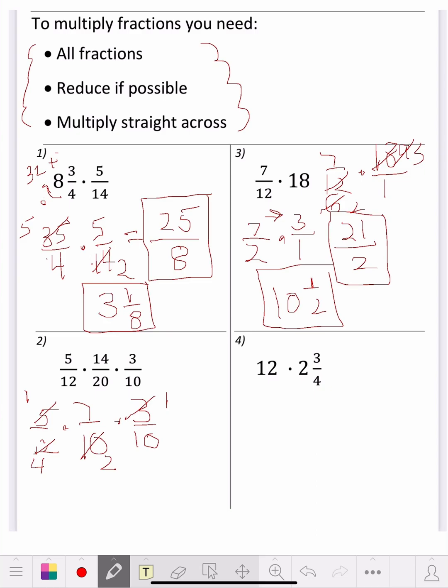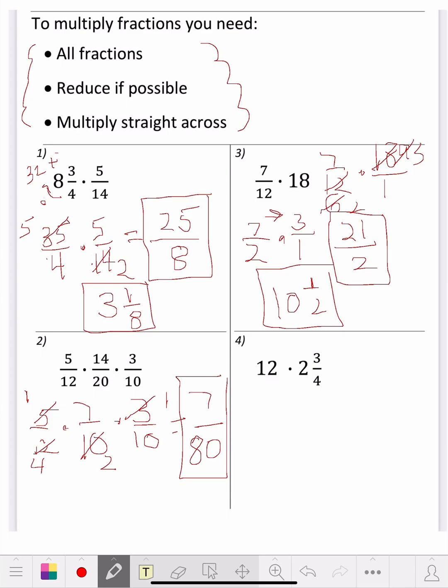Now, hey, let's just multiply across, okay? So we get 7 times 1 equals 7. Now, what do we got? We got 4 times 2 is 8, times 10 is 80. And that's it. Wow, we can't reduce that anymore. So that's going to be my answer. It's going to be 7/80ths.